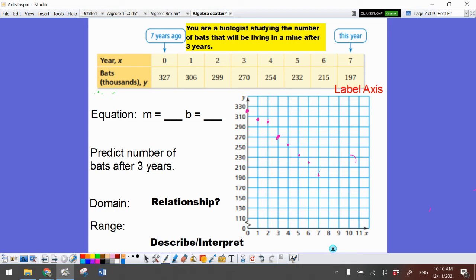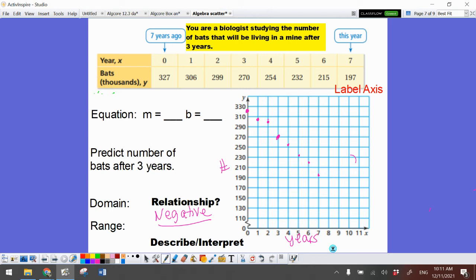Okay, so the first thing that I notice is that this is going down. So I know that the relationship is negative. Okay, it is negative. And we also know that this is the years and this is the number of bats. So I can clearly look at this and see that as time is going by, the number of bats is decreasing. That's important because it's going to help us interpret and describe what's happening in our graph.